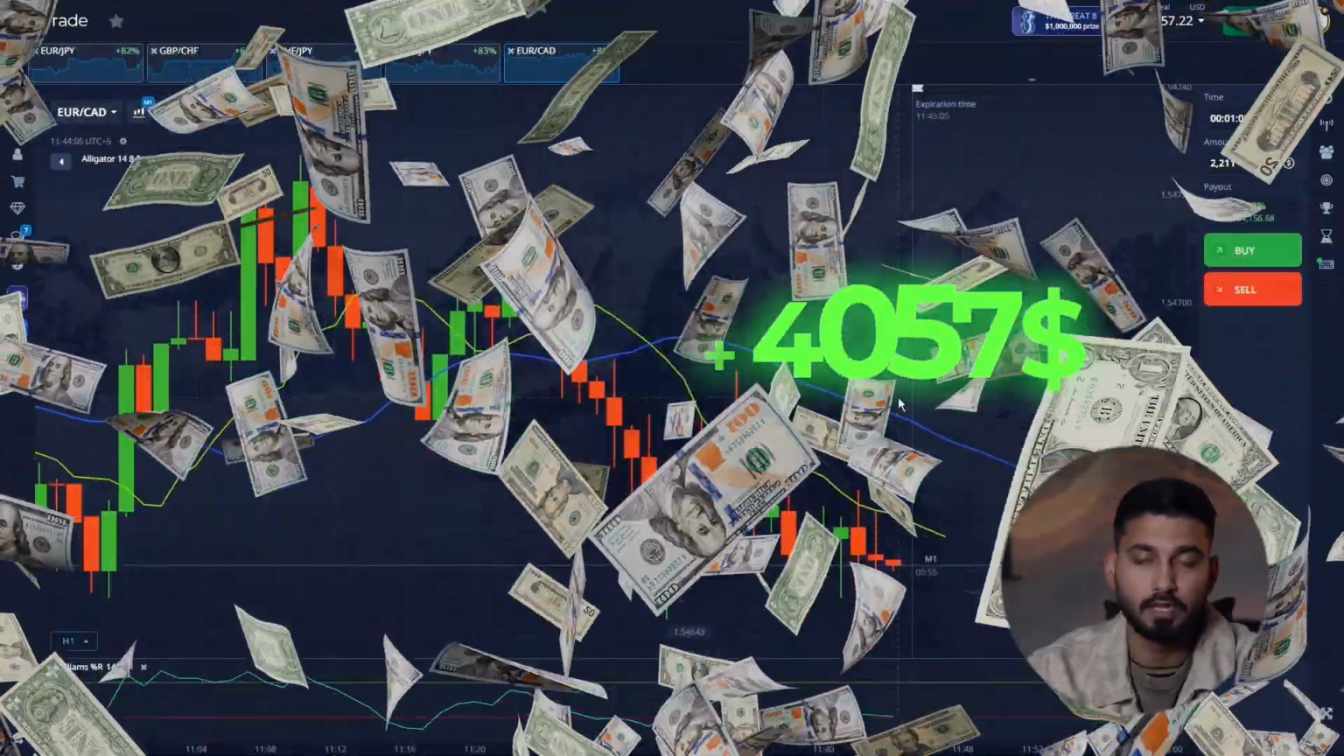That's enough for today. Let's wrap it up. And there you have it, guys. The numbers speak for themselves. $4,000 in pure profit from just one trading session. Anything is possible when you have a solid trading system, and now you can try it yourself.